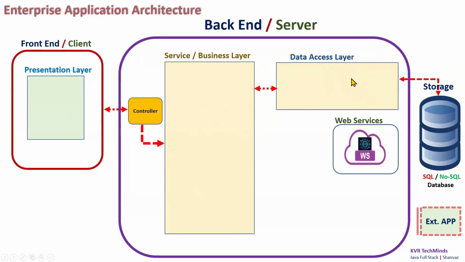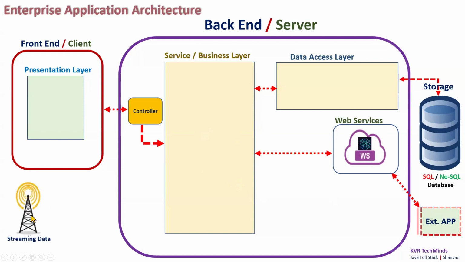The responsibility of the data access layer is that it knows how to talk with the database. Next, if I want to talk from my application to an external application, what should I do? You send a request, it comes to the business layer, which talks to the web services, and the web services talk to the external application.